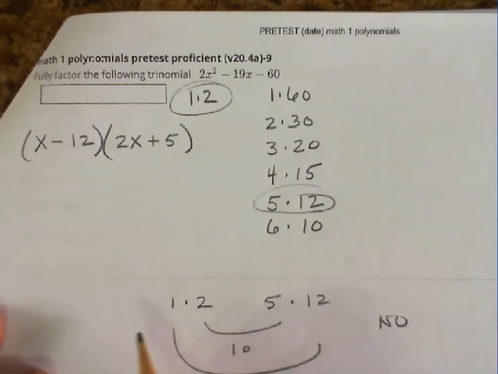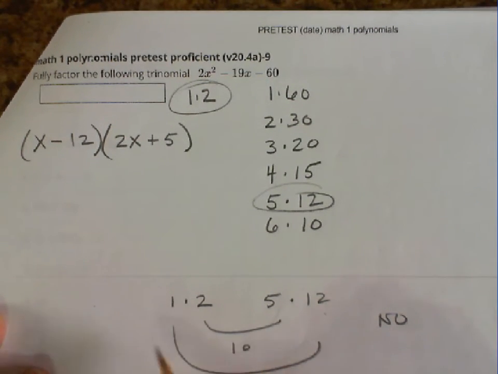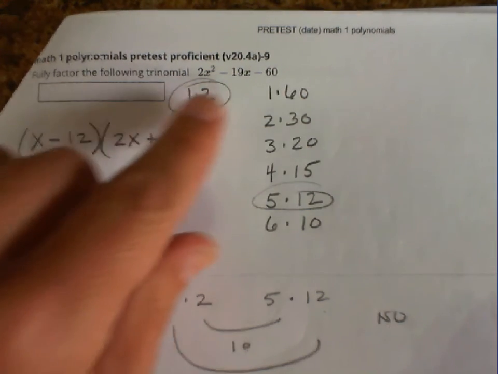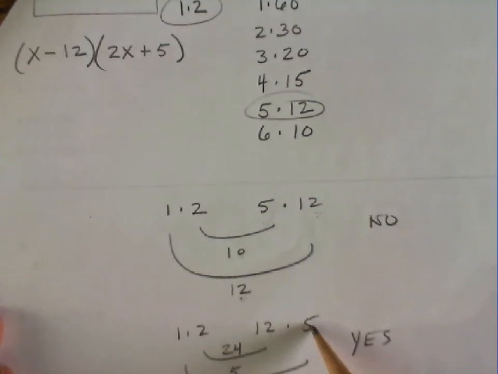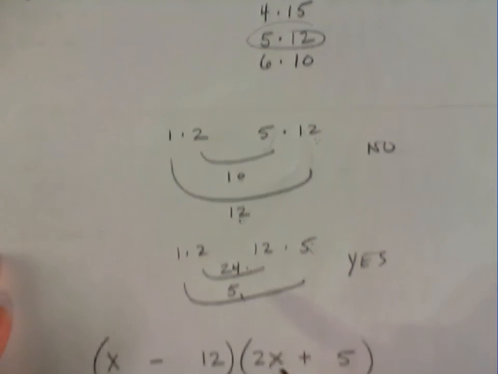So I started with 1 and 2, 5 and 12. And that gave me, right here, when I multiplied, a 10 and a 12. And using a 10 and a 12, can I get to a 19? No, I'm trying to get to that middle term of 19. So I switched these around and I went with 12 and 5. 2 and 12 is 24. 1 and 5 is 5. Using a 24 and a 5, can I get to a 19? Yes, I can. So now I start building it.